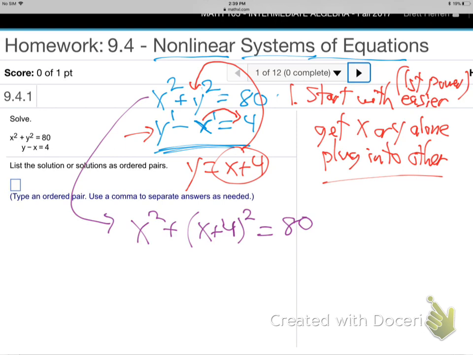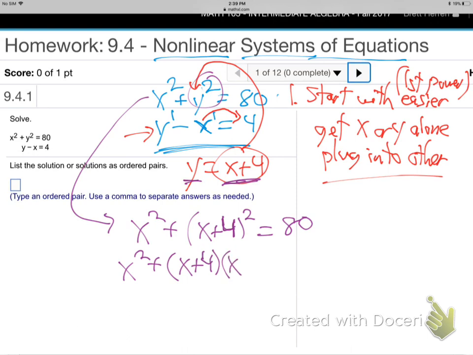Is that good so far? Everybody see what happened there? Am I losing you? So this y squared became (x plus 4) squared. Because why? Because y is x plus 4. Wherever you see y, you can replace it with x plus 4 because y is x plus 4. Okay, so now you've got to work that out.